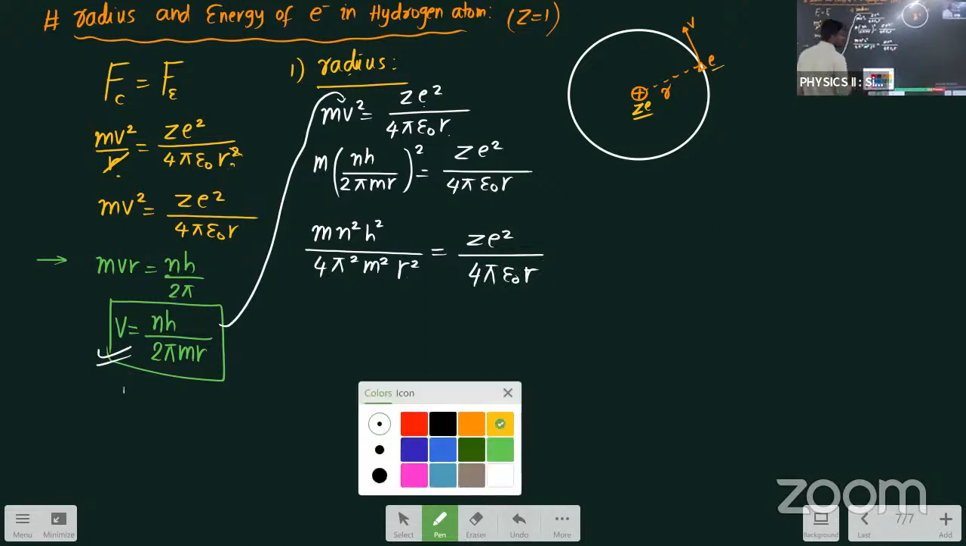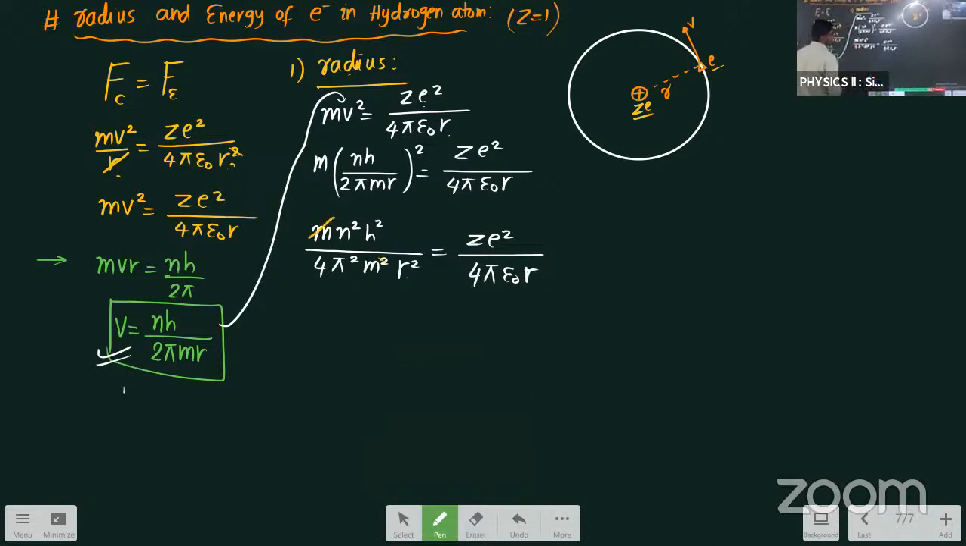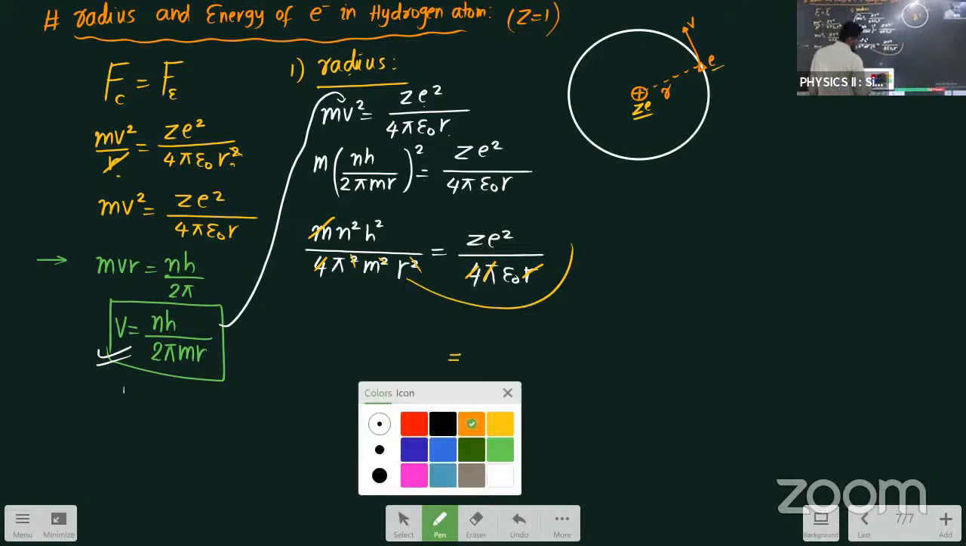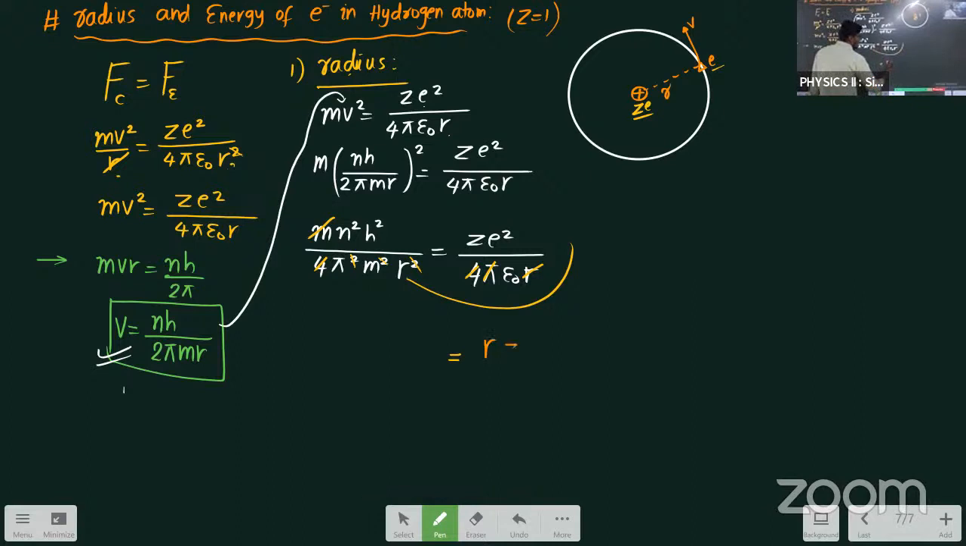Now see here, what are the things that are getting cancelled? This m and square, this 4 and this 4, this pi and this square, this r and this square are getting cancelled. Now what am I doing? I am taking this r to the right hand side, bringing everything toward the left hand side. What will it become? See here. I am taking the denominator r over here, so this will become r into ZE square divided by epsilon naught. Here we are left with n square h square divided by, here one pi is left, here m is left.